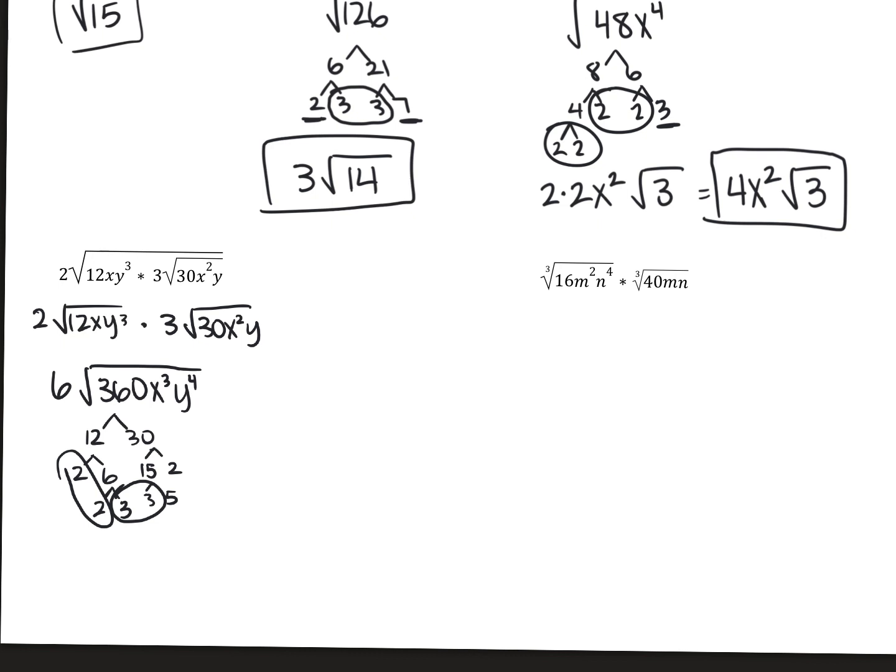So on the outside of my square root, I'm going to have 6 times 2 times 3. Oops, again, I forgot the variables. And then there's 1 group of 2 in x cubed, 2 groups of 2 in y to the 4th, so xy squared. Underneath the square root, I have a 2 and a 5. They're going to multiply back together to give us 10. And I have an x left over. So 6 times 2 times 3 gives me 36 xy squared square root 10x.